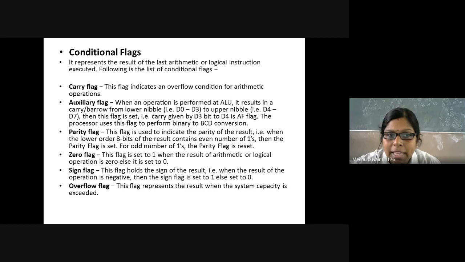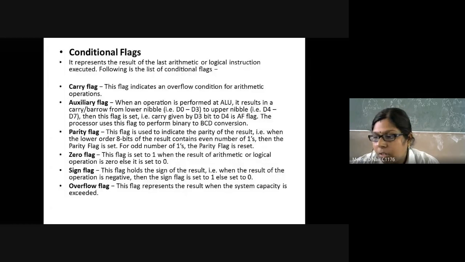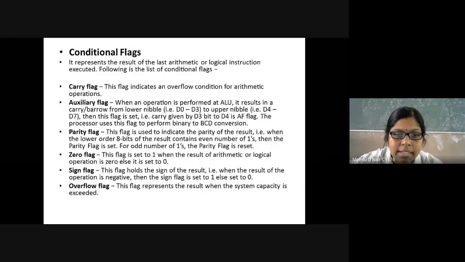What do you mean by carry? If the D7 bit has an overflow, then the carry flag will be set. If the D3 bit has an overflow, the auxiliary carry flag will be set. Then parity: if the total number of ones in the answer is even, then the parity flag will be set. And if it is an odd number of ones, the parity flag will be reset.